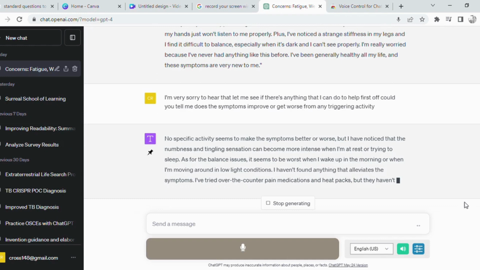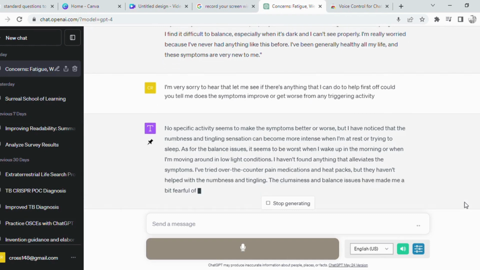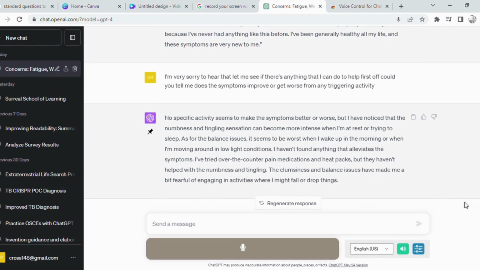No specific activity seems to make the symptoms better or worse, but I have noticed that the numbness and tingling sensation can become more intense when I'm at rest or trying to sleep. As for the balance issues, it seems to be worst when I wake up in the morning or when I'm moving around in low light conditions. I haven't found anything that alleviates the symptoms. I've tried over-the-counter pain medications and heat packs, but they haven't helped with the numbness and tingling. The clumsiness and balance issues have made me a bit fearful of engaging in activities where I might fall or drop things.